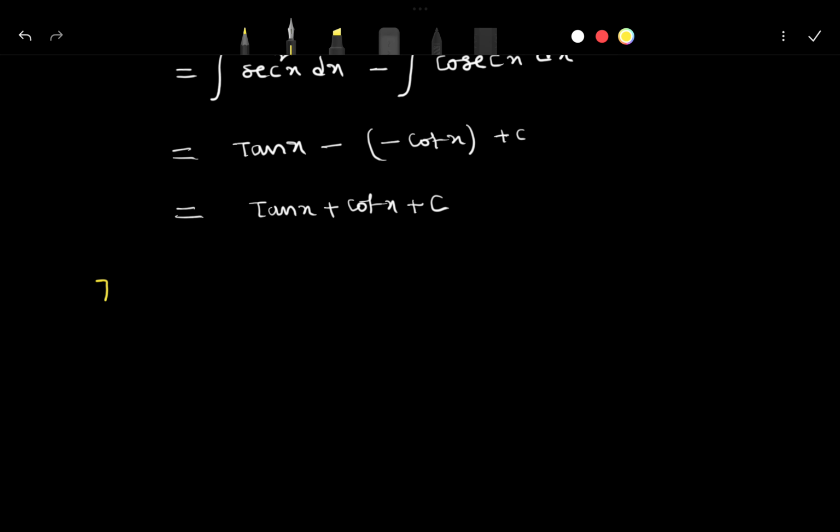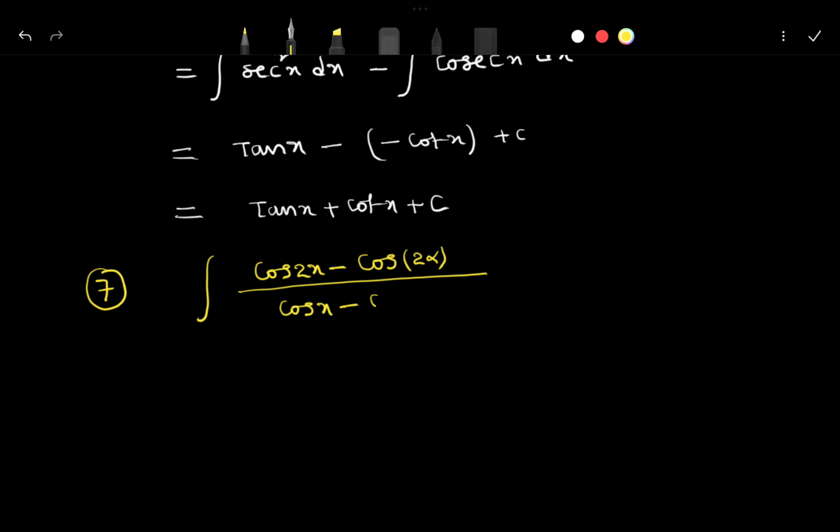See, integration of (cos 2x minus cos 2 alpha) whole divided by (cos x minus cos alpha) into dx. It is a very logical question and an important question.